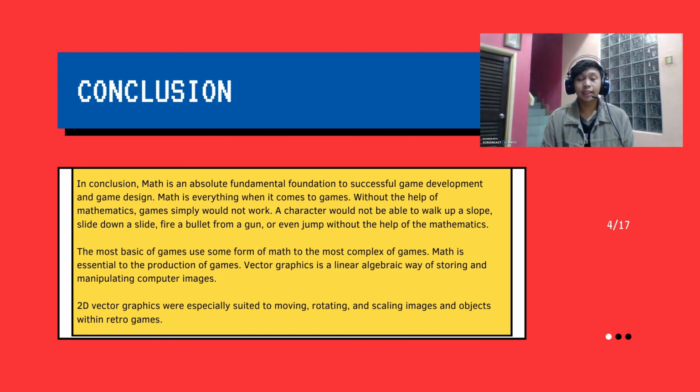Vector graphics are a linear algebraic way of storing and manipulating computer images. 2D vector graphics were especially suited to moving, rotating, and scaling images within retro games.